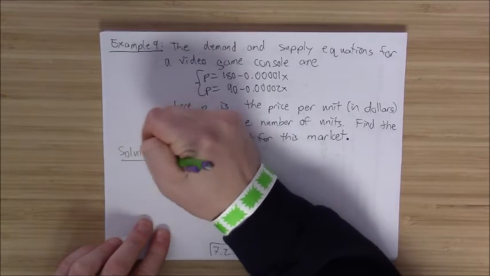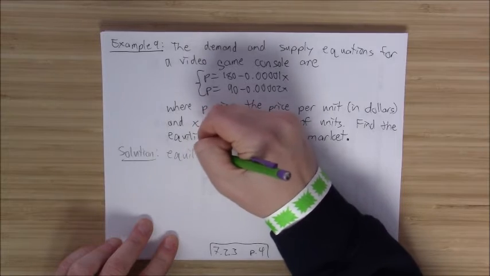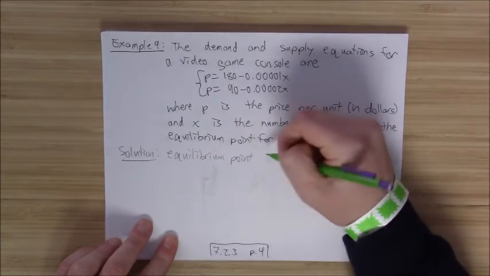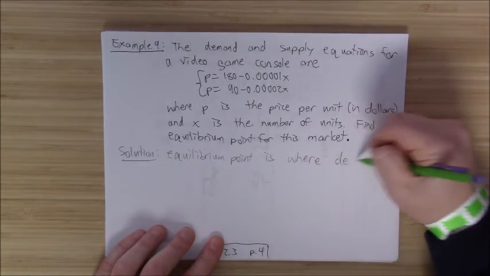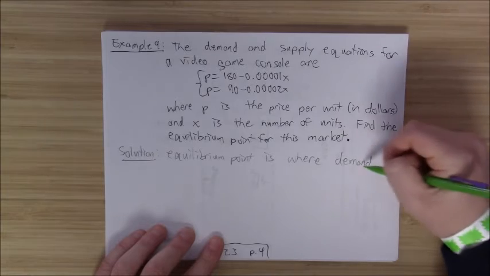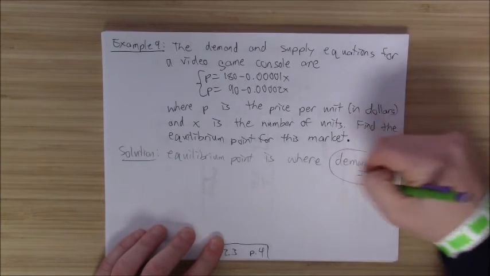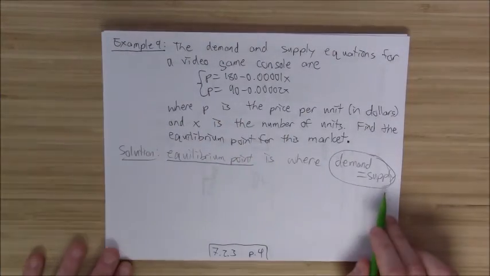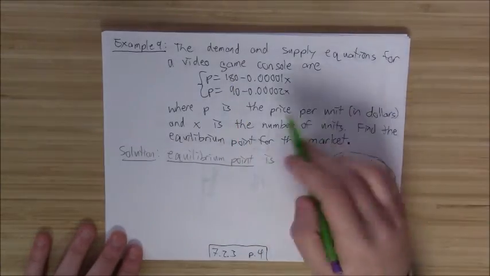First, we need to define what we mean by equilibrium point. The equilibrium point is exactly where demand is equal to supply. Okay? So that's what the equilibrium point is. But what does that mean? Well, that means that really we're just setting these two things equal to each other.